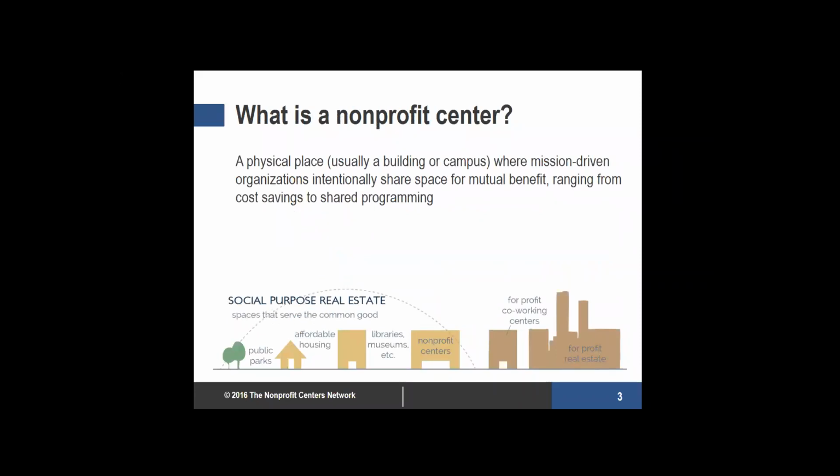So let's start with unpacking our name. What is a nonprofit center? A nonprofit center is any physical space, usually a building or a campus, where mission-driven organizations are intentionally sharing space for mutual benefit. And that can range from cost savings to shared programming and really client-centered or client-focused outcomes.